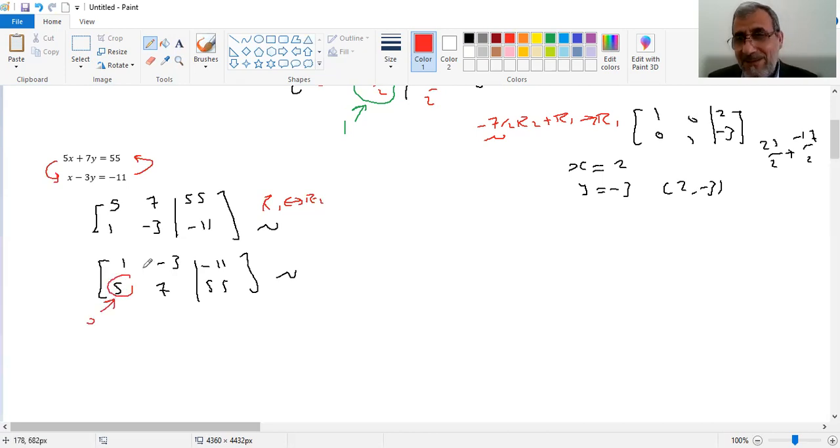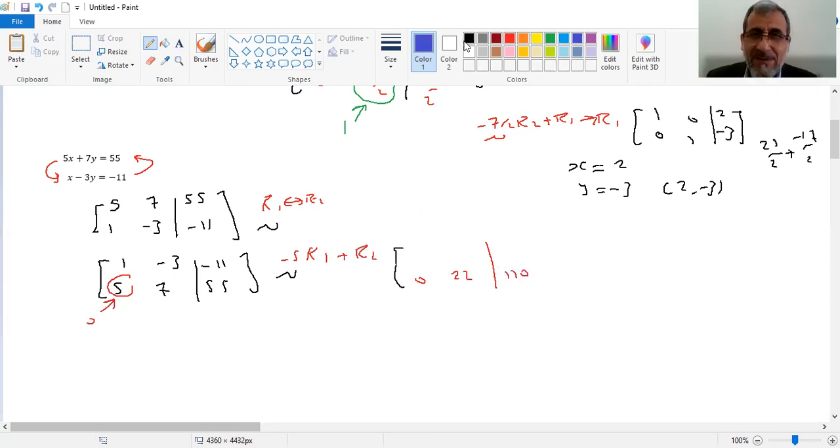To get 0, we multiply R1 by negative 5 and add to R2. So what will the matrix be? Negative 5 times 1 plus 5 is 0. Negative 5 times negative 3 is 15, plus 7 is 22. Negative 5 times negative 11 is 55, plus 55 is 110. So this entry is 110.